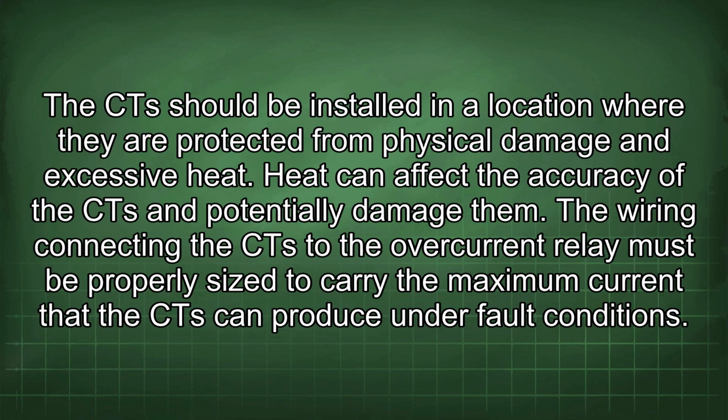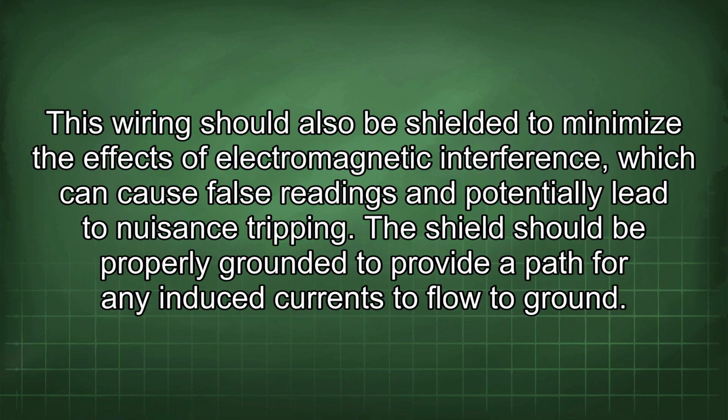The CTs should be installed in a location where they are protected from physical damage and excessive heat. Heat can affect the accuracy of the CTs and potentially damage them. The wiring connecting the CTs to the overcurrent relay must be properly sized to carry the maximum current that the CTs can produce under fault conditions. This wiring should also be shielded to minimize the effects of electromagnetic interference, which can cause false readings and potentially lead to nuisance tripping. The shield should be properly grounded to provide a path for any induced currents to flow to ground.